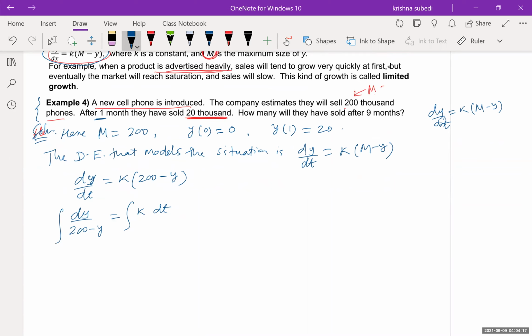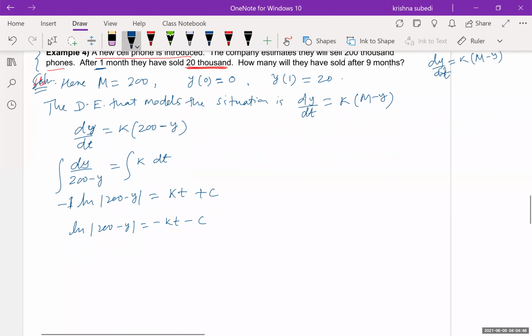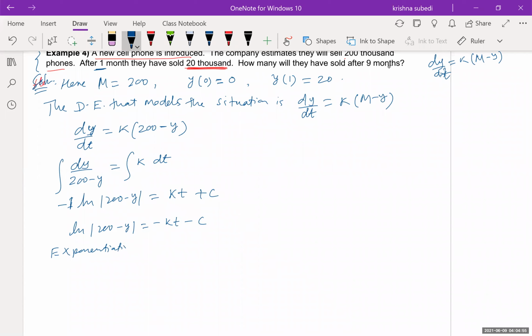So you're going to get negative 1 times the logarithm, ln of 200 minus y. That's what we get on this side, equals kt plus c. And so it will be ln of 200 minus y equals negative kt minus c, right? So exponentiating, we'll get e to the ln of 200 minus y equals e to the negative kt minus c.